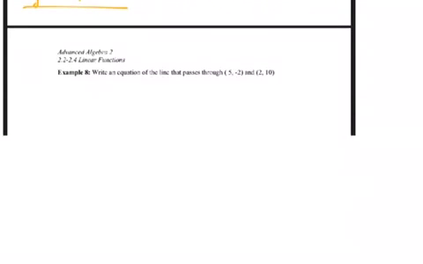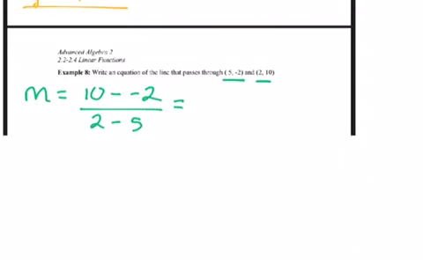Okay, now we have 2 points, so we can't go quite yet directly to point-slope. I have to find the slope first. So that's going to be my first step. Find the slope, then I can pick one of these 2 points to use in point-slope. So I've got y2 minus y1 over x2 minus x1. So I get 10 plus 2 is 12, 2 minus 5 is negative 3. So that gives me negative 4.